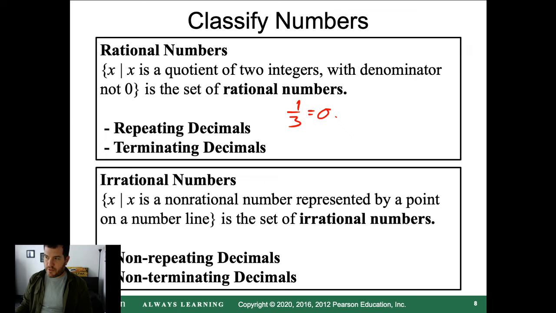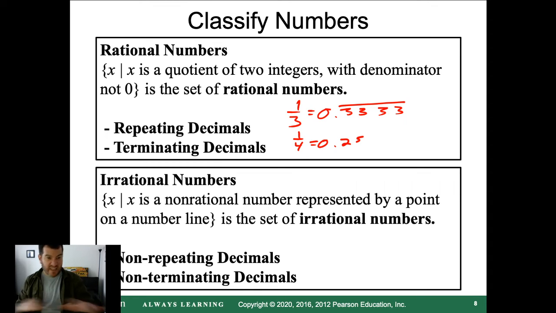Because that's 0.3333 forever, right? And this repeats, so that's rational. Terminating as well. So let's say 1/4 is 0.25 because that terminates. That's done. There's nothing more. It's just 0.25 as a decimal. You can't go any more. So those are rational numbers.